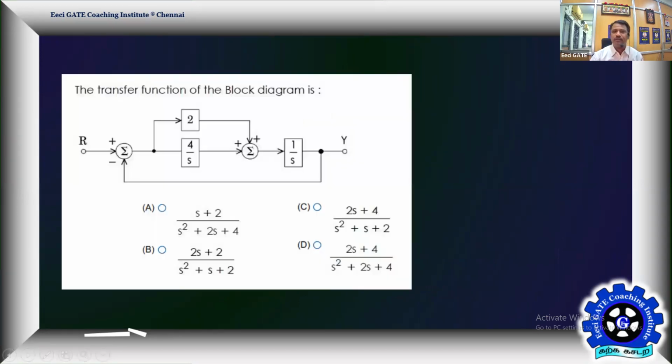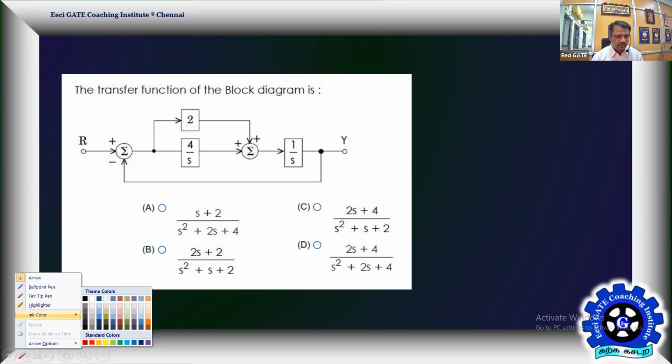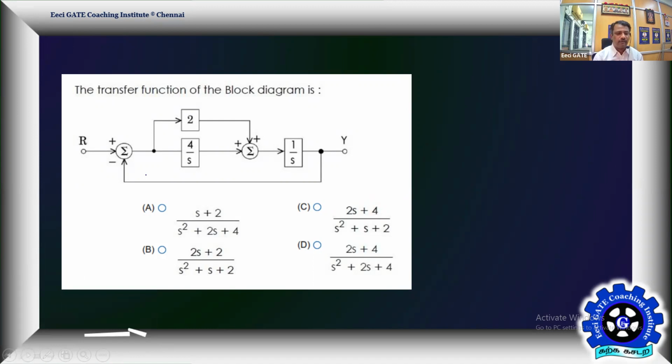In order to know the block diagram reduction technique, suppose you forget it in the examination, this route will help you. Even if you don't know the SFG's gain formula, you can still answer this kind of problem. So we'll see what that method is. It's a common sense route, very common sense. Okay, how will we go? We'll see.